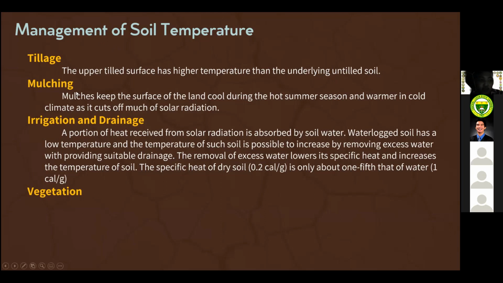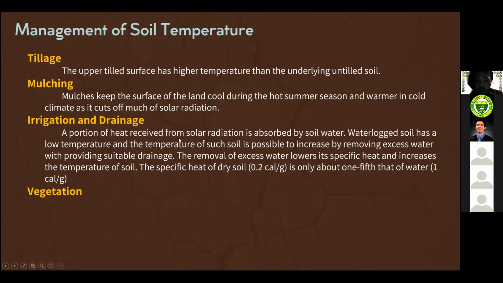Then mulching. So the use of mulches keeps the surface of the land cool during the hot summer season and warmer in cold climate as it cuts off much of solar radiation. So this is very similar with the role of the vegetative cover. So through mulching, kung hindi mo tatamnan, you can use a mulch.